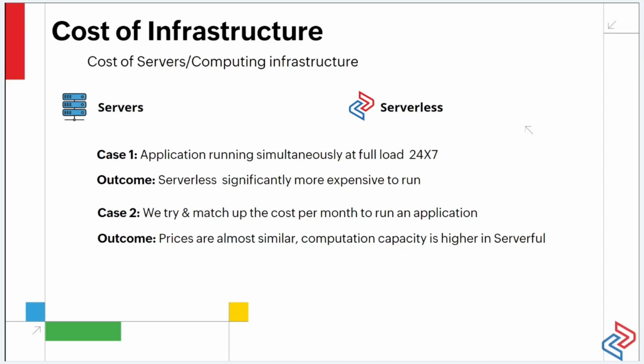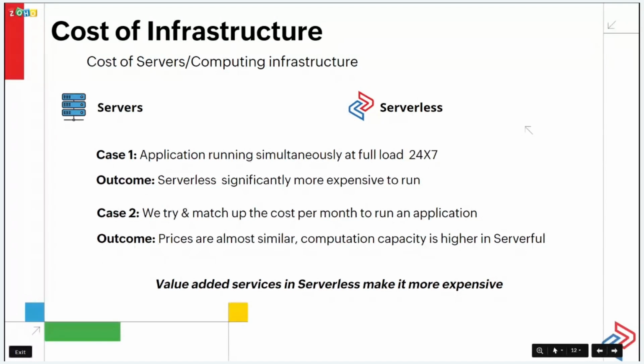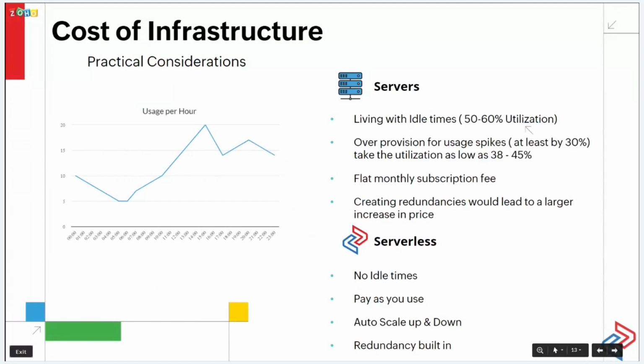Now, why does that happen? That's extremely important to understand. All of this happens because of the value-added services that come as part of a serverless platform, which make it more expensive. So we've seen that if we were to do a comparison at 100% load, it wouldn't make a lot of sense. But here's where things get interesting.